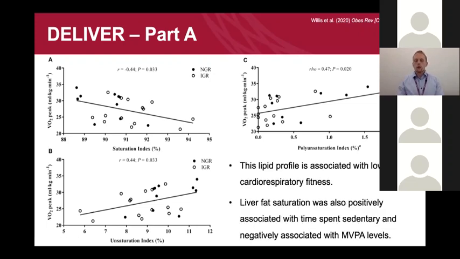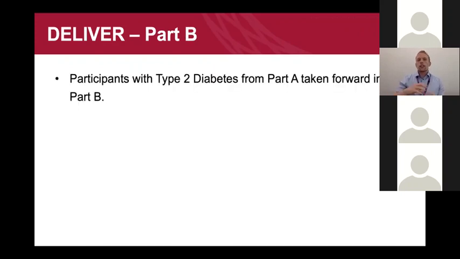And then we also found that a higher proportion of saturated liver fat was associated with spending more time sedentary and also lower amounts of moderate to vigorous physical activity. So this gives us an initial insight into potentially increasing our fitness levels and increasing our physical activity levels could have a beneficial impact on altering our liver fat composition. So this hypothesis leads quite nicely onto part B of the study.